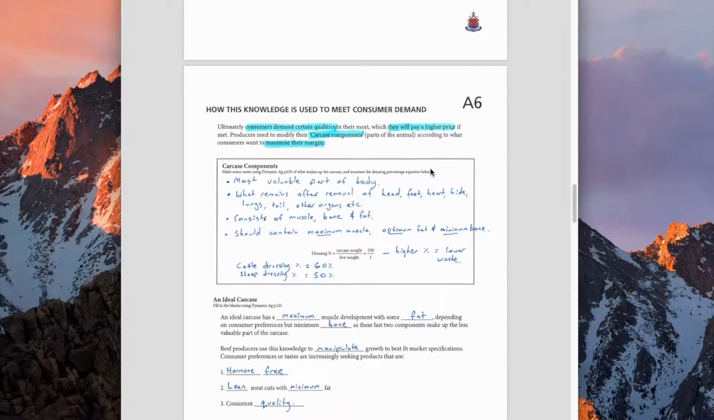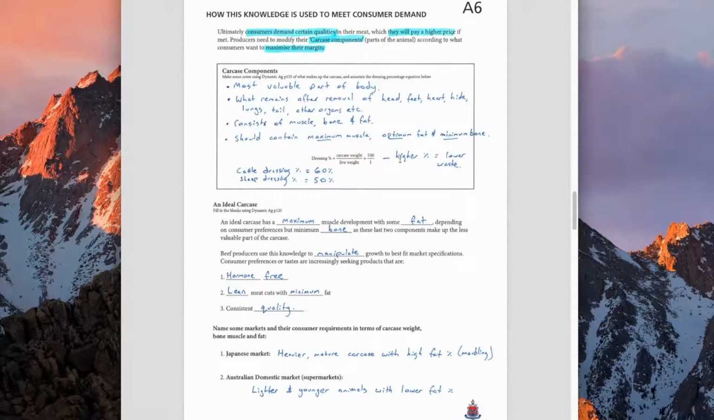The last point here is, how do farmers use this knowledge to meet consumers' demands? So basically, consumers demand certain qualities in meat, and they are willing to pay a higher price if they're met. Modifying the carcass components will allow the farmer to maximize their margins. The carcass is the most valuable part of the body. There are other parts which are removed at slaughter, such as the head, feet, heart, hide, lungs, etc. And the leftover is the carcass, which is what's going to make the most money.